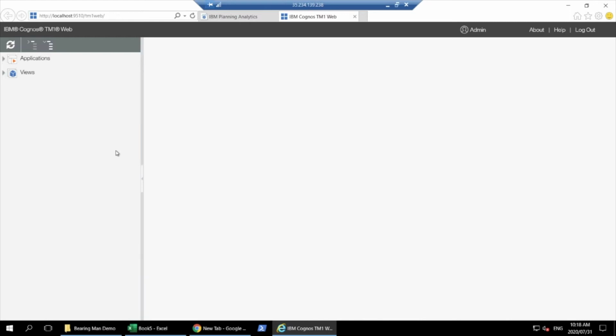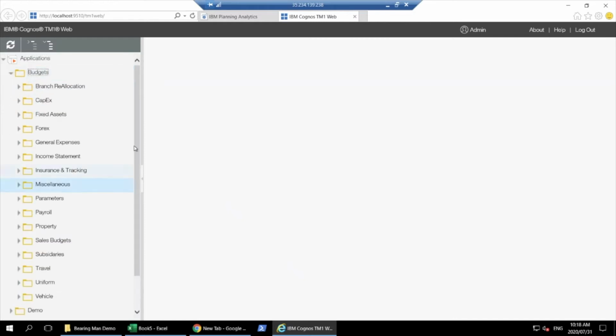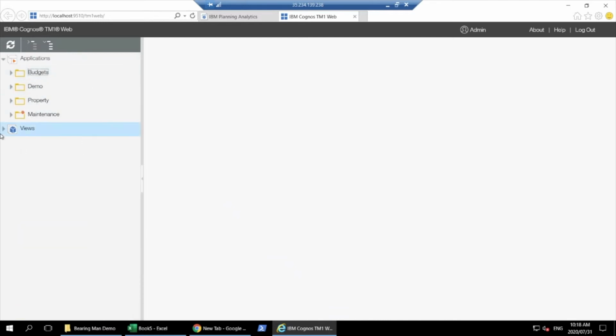Okay, so I'm going to drive most of the demo today with TM1 Web and Workspace. Obviously, Excel is the tool of choice for many of us, but I thought let's get a bit flashier today and show you all the modeling stuff with TM1 Web Sheets and also Planning Analytics Workspace.